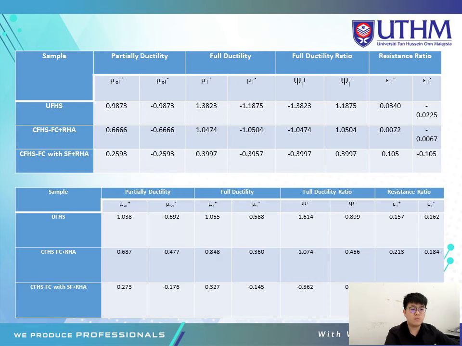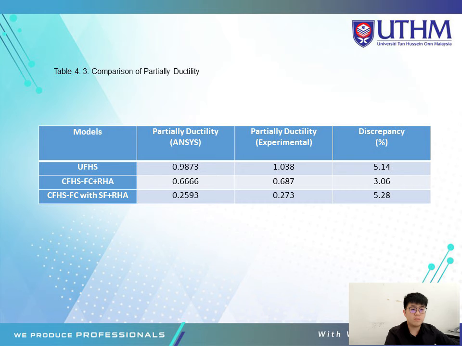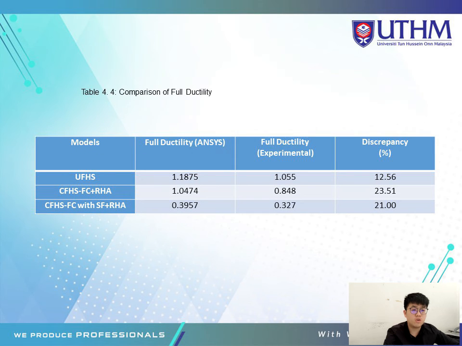After that is the comparison of the modeling output and the experimental result done by Ahmad Luqman. The first comparison is the comparison of partial ductility. From the table above, you can see that the 3 models, which are unfilled hollow section, formed concrete filled hollow section with dry harsh edge, and formed concrete filled hollow section with steel fiber and dry harsh edge, have low discrepancy, lower than 20%. Next, for the comparison of full ductility, the discrepancy of the 3 models is around 20%.